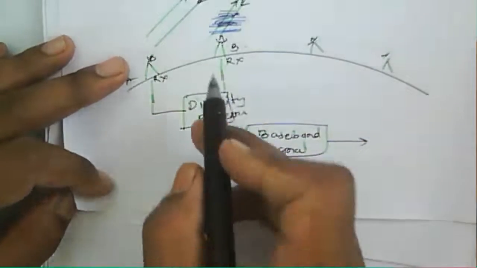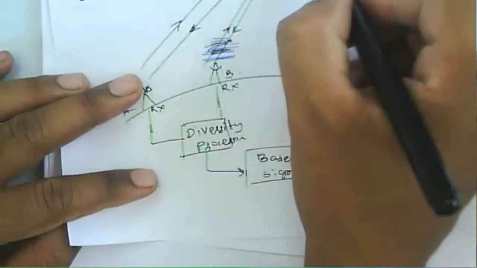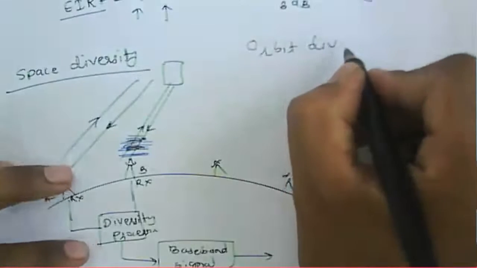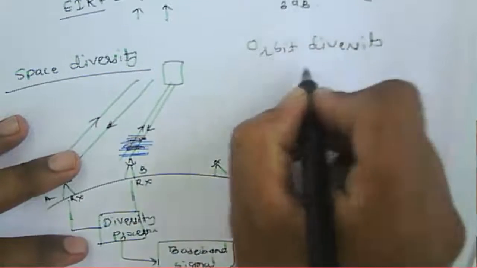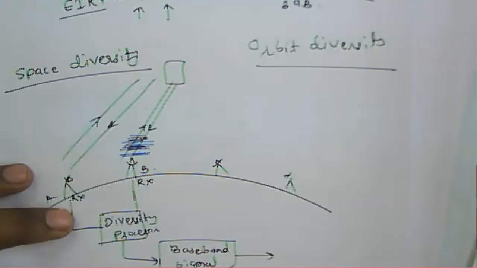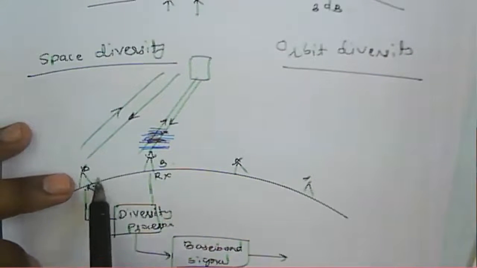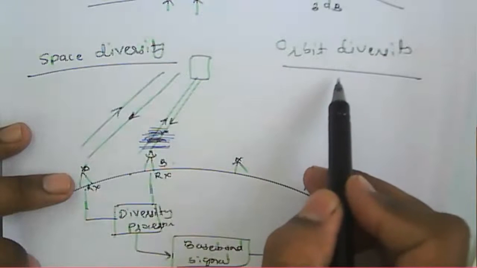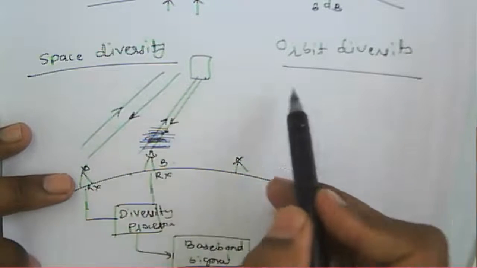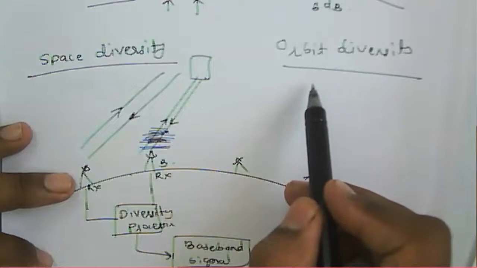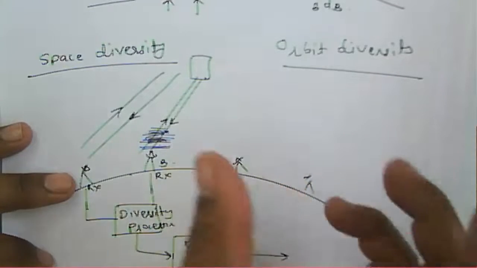Another option, instead of a space diversity, is the orbit diversity. In the space diversity, we need to use two Earth stations or two Earth terminals. In an orbit diversity, instead of a single satellite, we use two satellites in the orbit, separated between them by some particular distance.